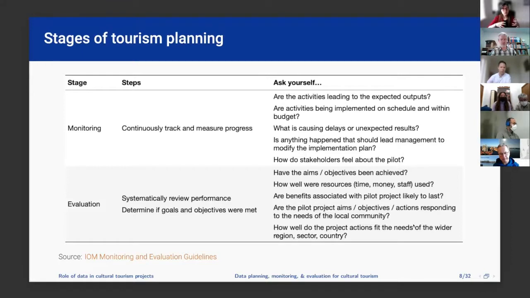And how do our project's actions actually fit the needs of the local community and the wider region and the tourism sector, and maybe even on a national basis? So again, not just looking very specifically, but also about that big picture and how our project fits into that big picture.